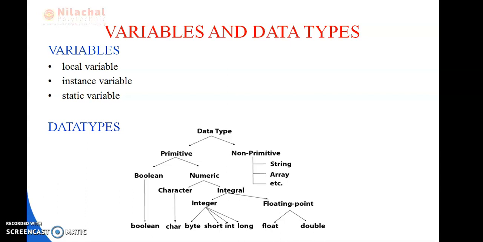What is a variable? A variable is a container which holds a value while the Java program is executed. A variable is always assigned a data type. Remember it. A variable is assigned a data type. A variable is the name of a memory location. There are three types of variable: local variable, instance variable, and static variable.